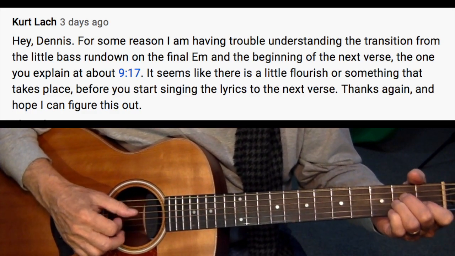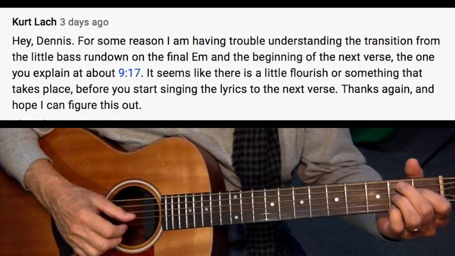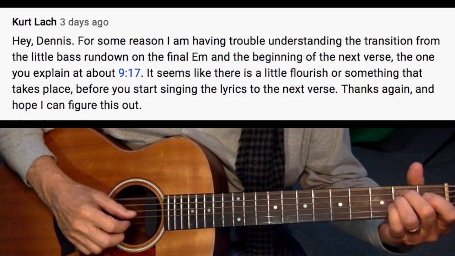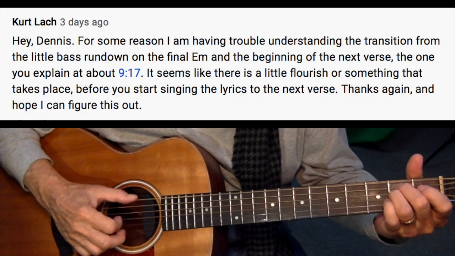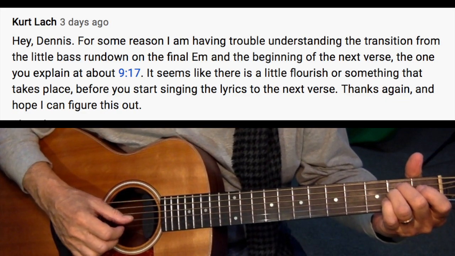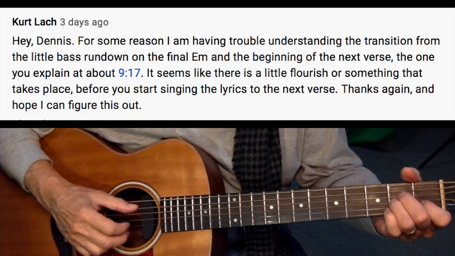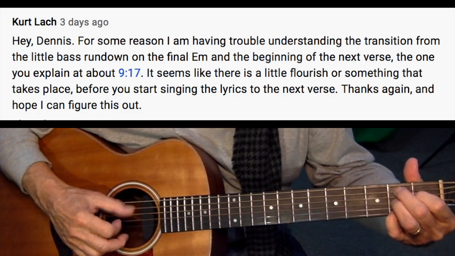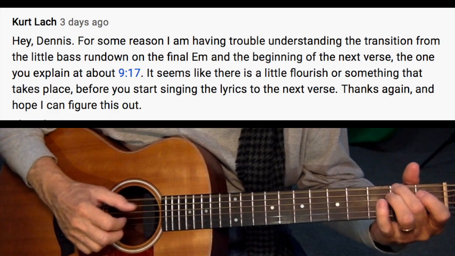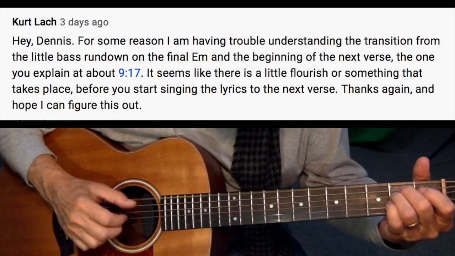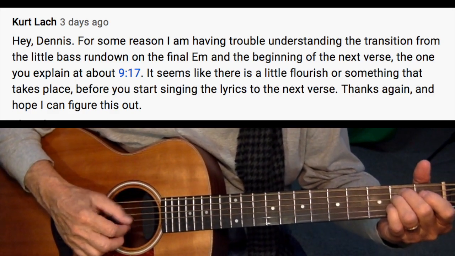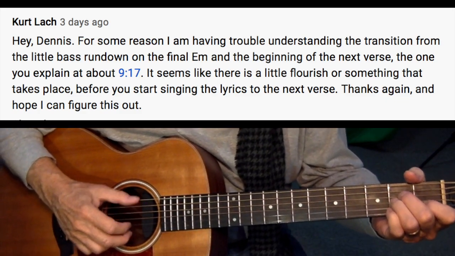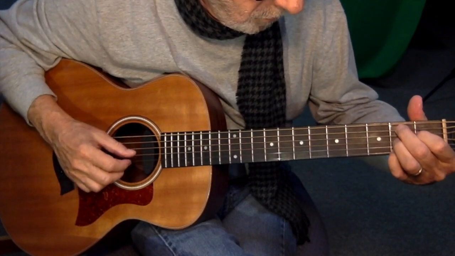So Kurt asks here, he says, "Hey Dennis, for some reason I'm having trouble understanding the transition from the little bass run on the final E minor and the beginning of the next verse, the one you explained at about 9 minutes and 17 seconds. It seems there is a little flourish or something that takes place before you start singing the lyrics to the next verse. Thanks again, and I hope I can figure this out. Kurt."